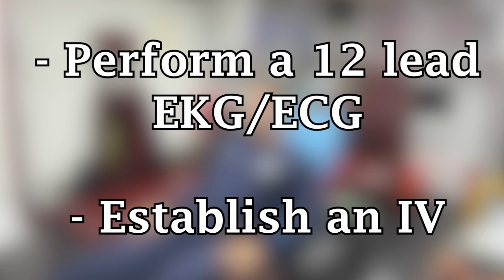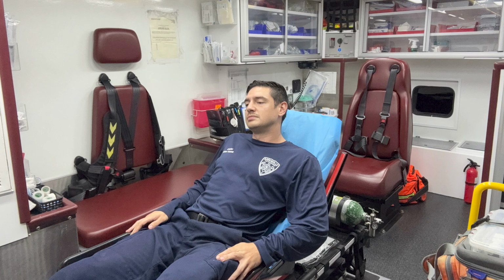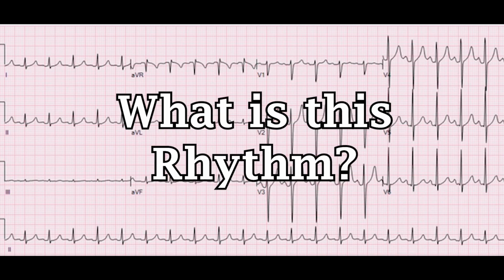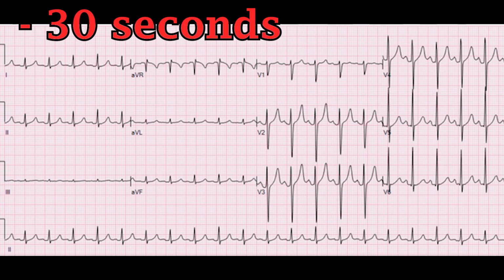Two interventions that you can consider are performing a 12-lead EKG or ECG, which you may need to consider doing before you administer other medications besides epinephrine, and also establishing an IV. So you perform a 12-lead on your patient, and this is the rhythm that they present with. What do you see that's abnormal?